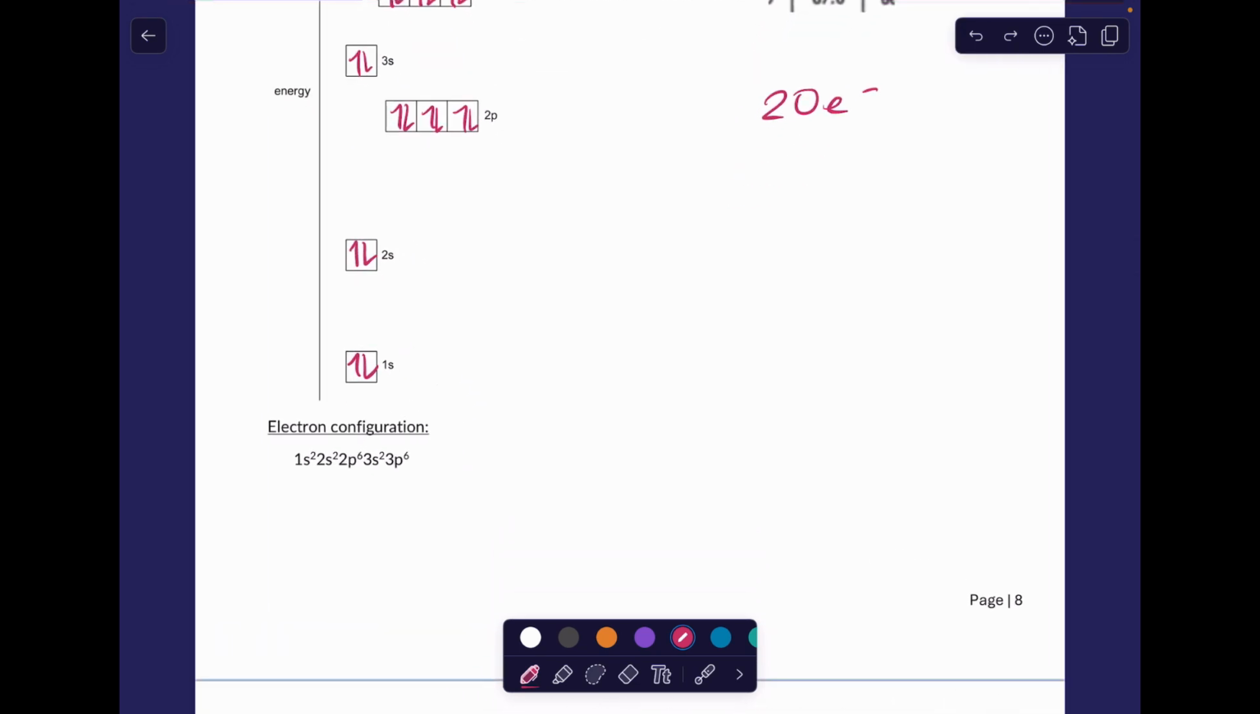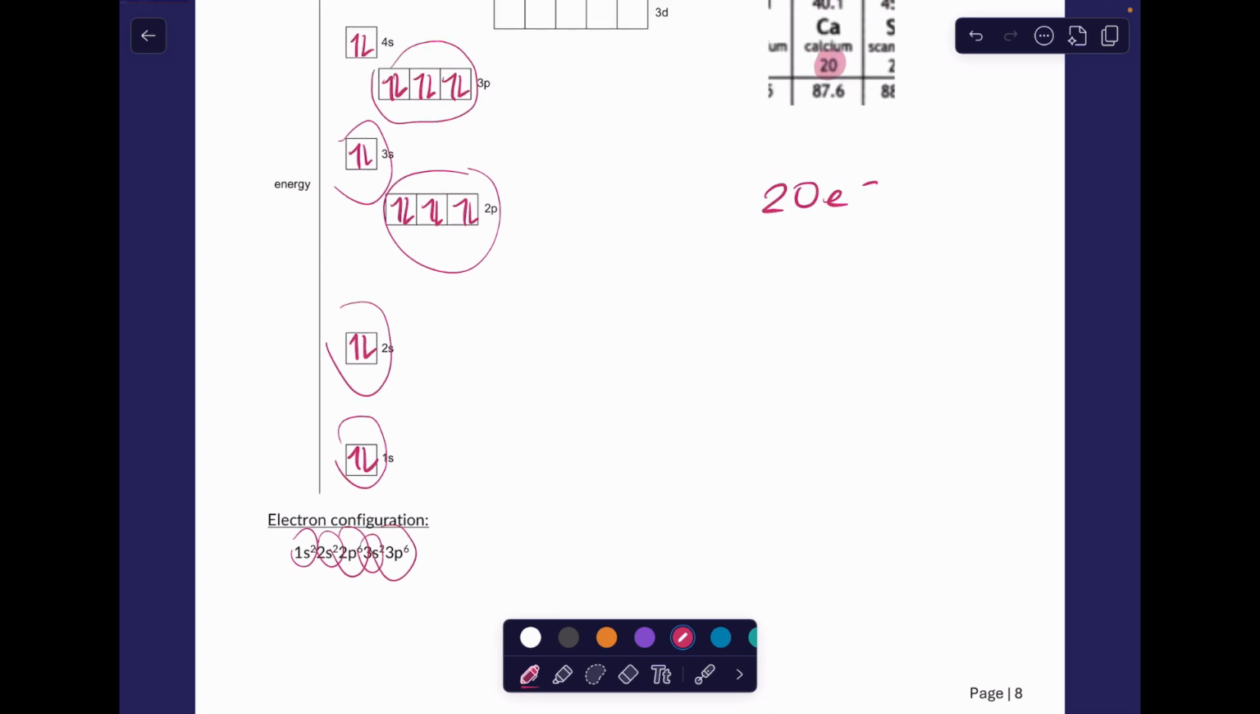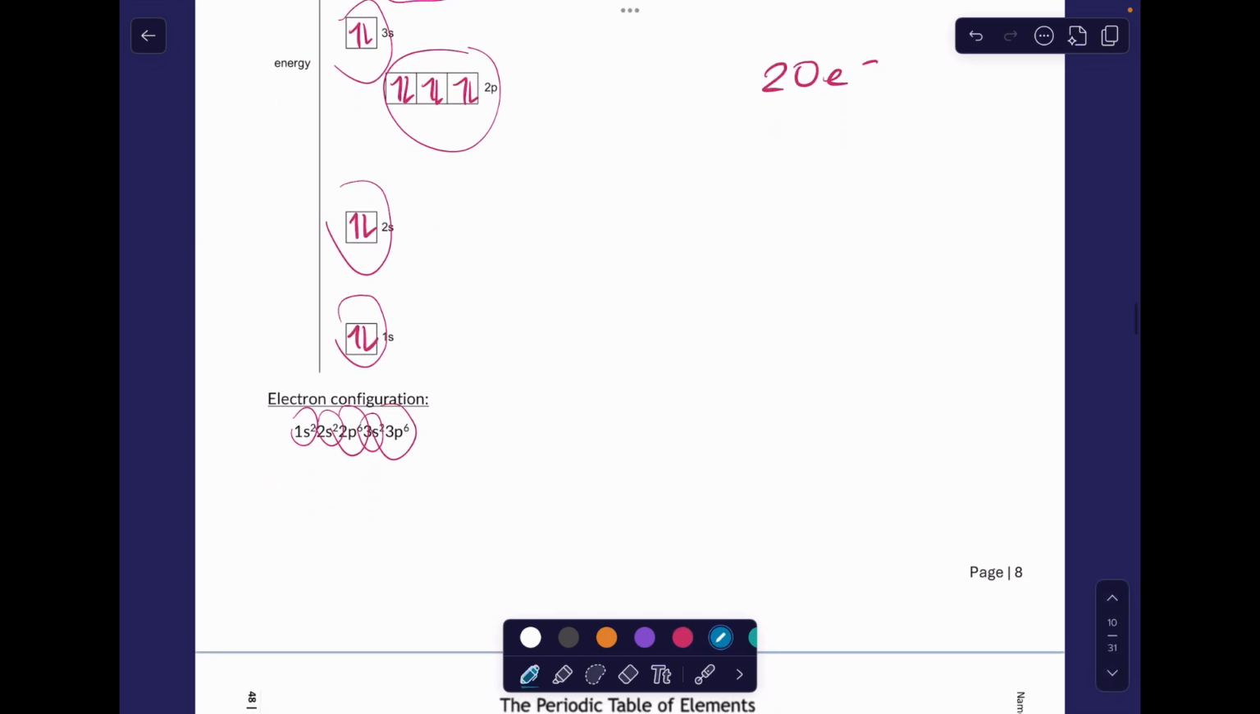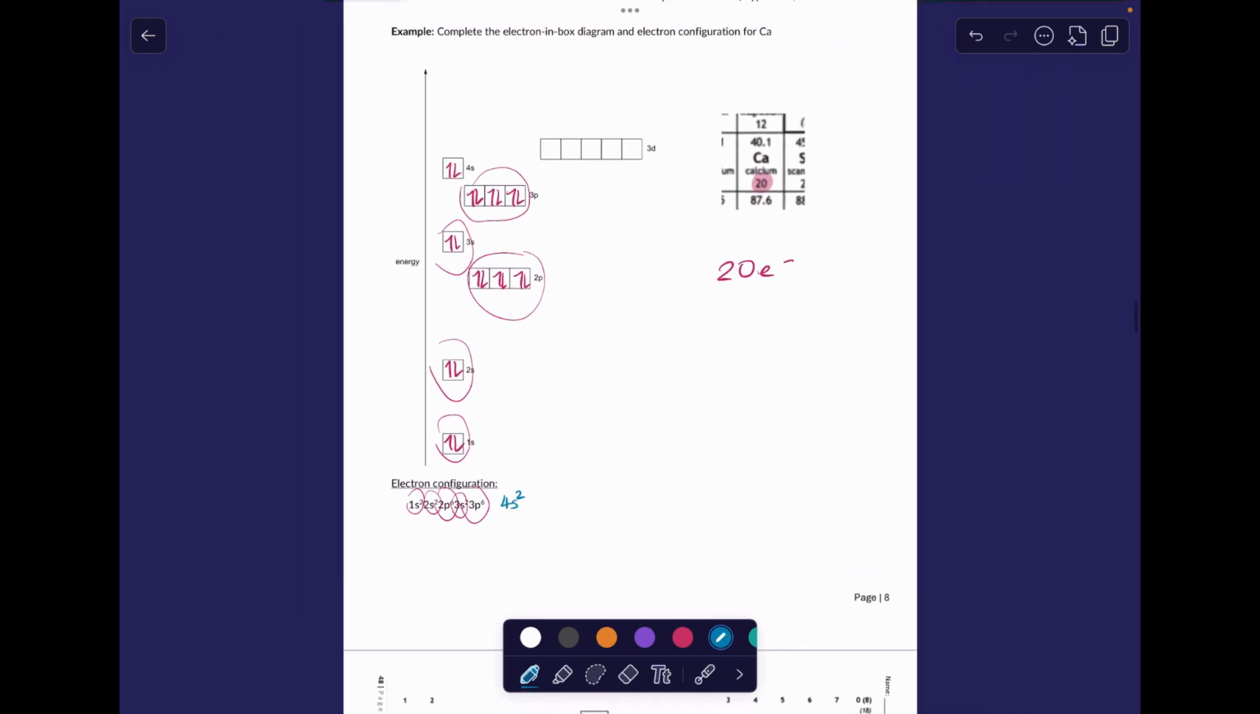So you're going to get really used to hearing this. It goes 1s2, 2s2, 2p6, 3s2, 3p6, because I've got 6 there. And the one that you guys are missing is 4s2. So 4s, and then we do to the power of 2. So it's like a little 2 at the top. And that's how we do electron configurations.